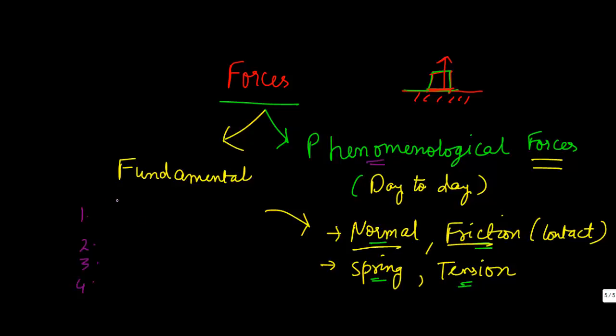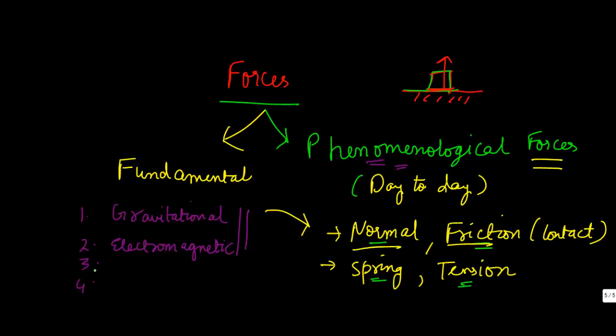The first one is gravitational force. First one, not in some discovery sense or something, just for the sake of our list. Second one is called the electromagnetic force, and all of these phenomenological forces are going to boil down to these two. These two are what we are going to see in our study of macroscopic motion.